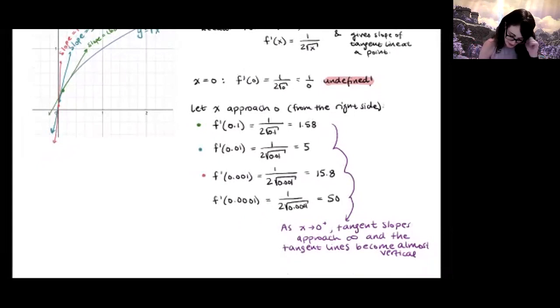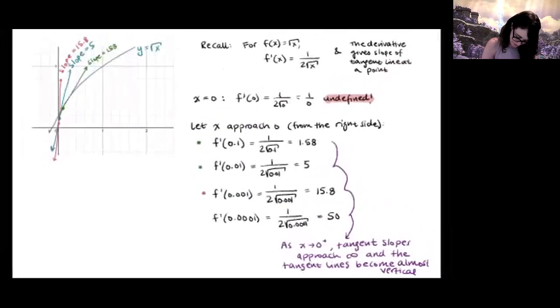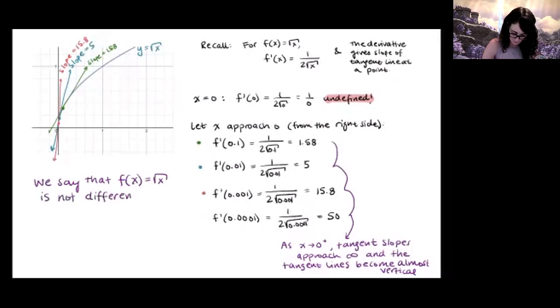Okay, so we say that the function here, the original function, f of x equals radical x, we say it is not differentiable at x equals 0 because we cannot have a tangent line there. There is no tangent line slope. The derivative is undefined. You can't plug a 0 in.